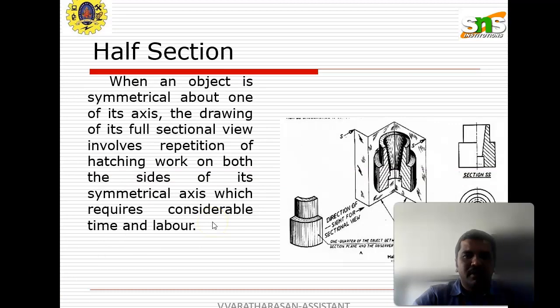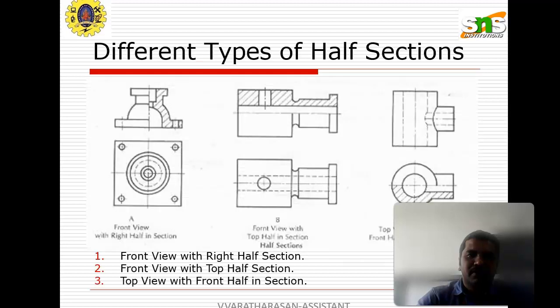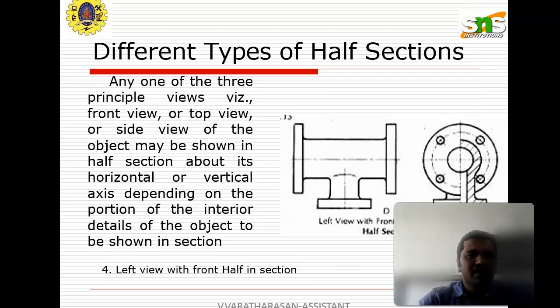The half section is also represented like this. When the object is symmetrical about one of its axes, drawing its full sectional view involves repetition of the hatching work on both sides of its symmetrical axis, which requires considerable time and labor, okay? These are the different types of half sections: front view with right half section, front view with top half section, and top view with front half section. They are represented in different diagrams. Left view with front half section.